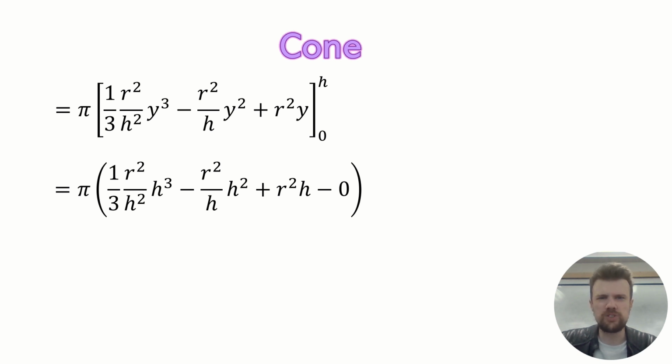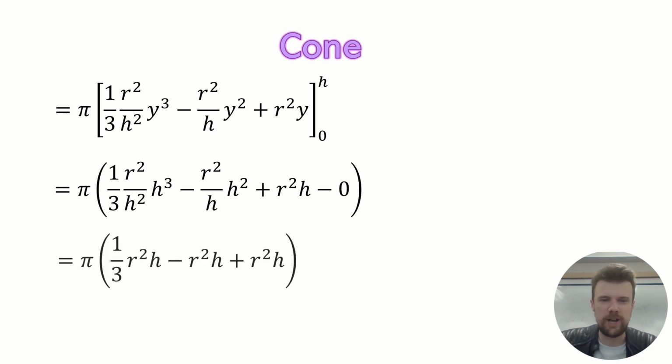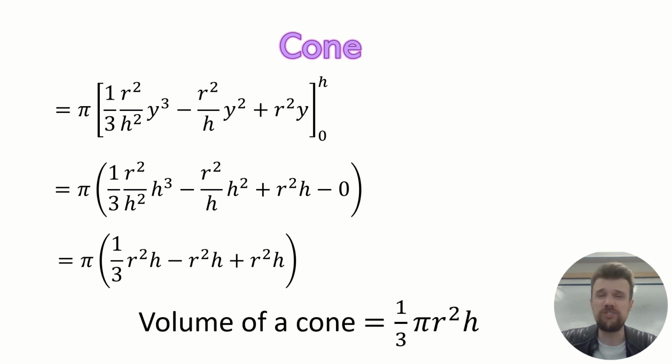Then, of course, we can do a bit of tidying up. You'll notice we've got an h cubed divided by an h squared, which is just an h. We've got an h squared divided by an h in the second term, and that is just an h as well. So we're going to end up with what you can see there at the bottom. But wait a minute, we've got a minus r squared h and a positive r squared h. And what do you know? They're going to cancel out to leave us with just 1/3 pi r squared h. Oosh! There you go. Formula for the volume of a cone also proved for you right there.